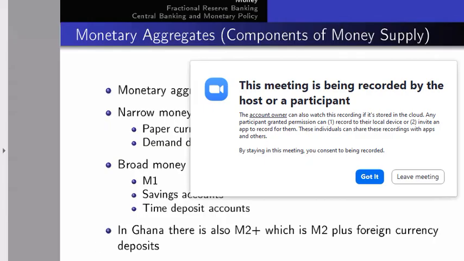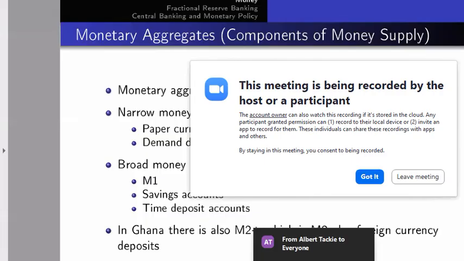So those are the monetary aggregates. I mean, the slave trade is nothing that should be considered. We shouldn't even consider it as barter trade because of the issues associated with it.